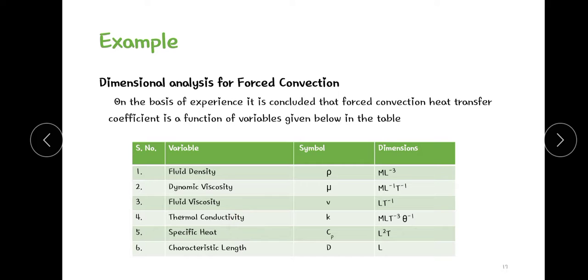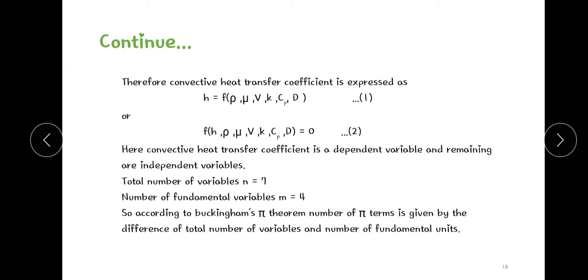Fourth is thermal conductivity, its symbol is small k and dimensions are M L T minus 3 theta minus 1. Fifth is specific heat, symbol is Cp. The last one is characteristic length, symbol is capital D and dimension is L. Therefore, the convective heat transfer coefficient is expressed as h is a function of rho, mu, V, k, Cp and D, or we can write it as a function of h, rho, mu, V, k, Cp and D equal to 0.